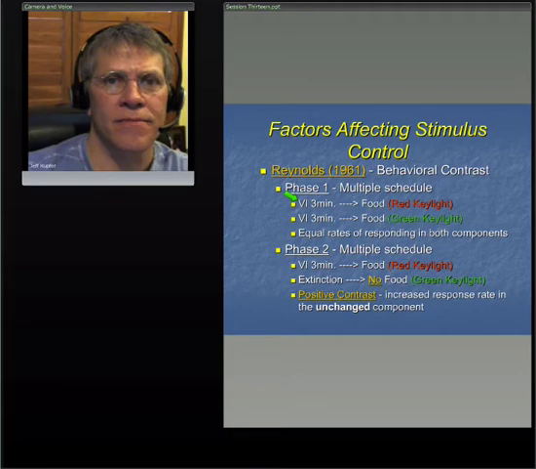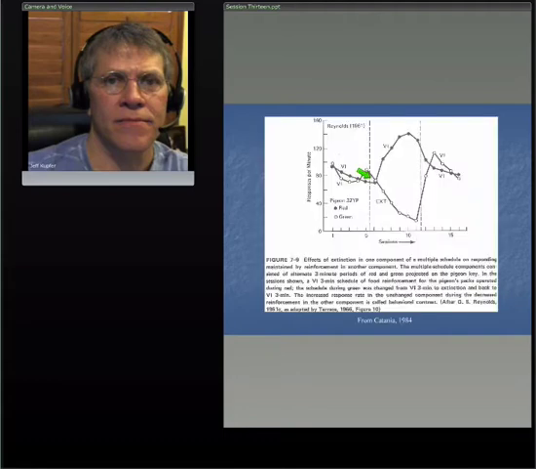Now that would make sense if we were talking about fixed ratio, because on a ratio schedule, the faster you respond, the faster you get food. And here, you could just simply look at this and say, you see this? No food over here. They're just going to respond faster over here because the faster they respond, they get food. And that's just not the case.